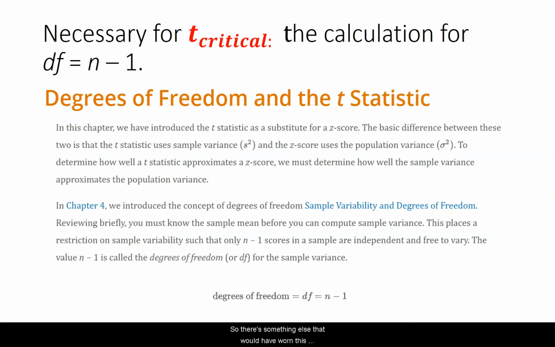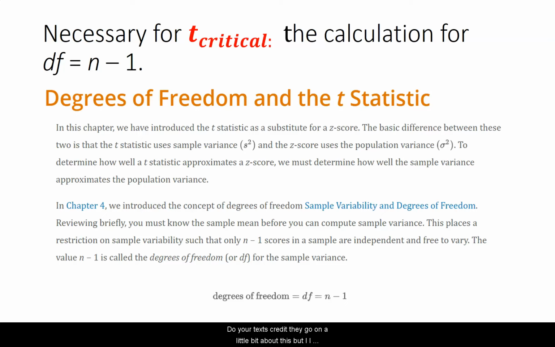So there's something else though, and I sort of warned about this in the first video. We got used to z critical by using the tables. Now we're going to use t critical. And the calculation for degrees of freedom is n-1. In this chapter, we've introduced the t statistic as a substitute for z. The basic difference is that the t statistic uses sample variance or standard deviation, and the z-score uses the population variance or standard deviation. To determine how well a t statistic approximates a z-score, we must determine how well the sample variance approximates the population variance. And the way that's done is with degrees of freedom.